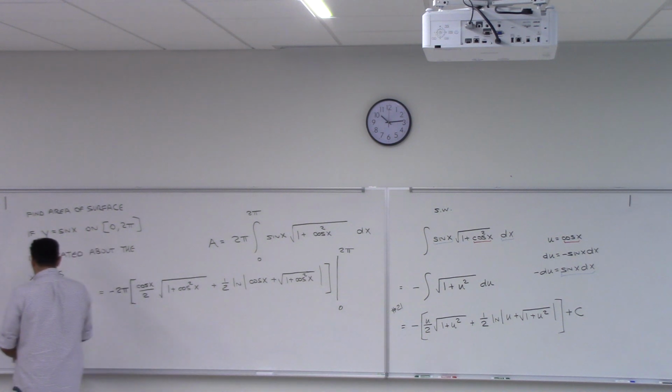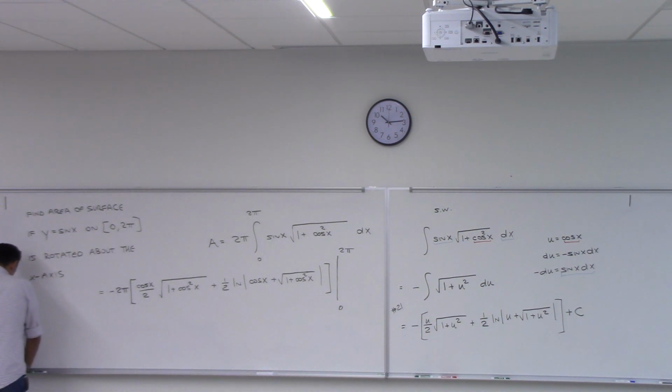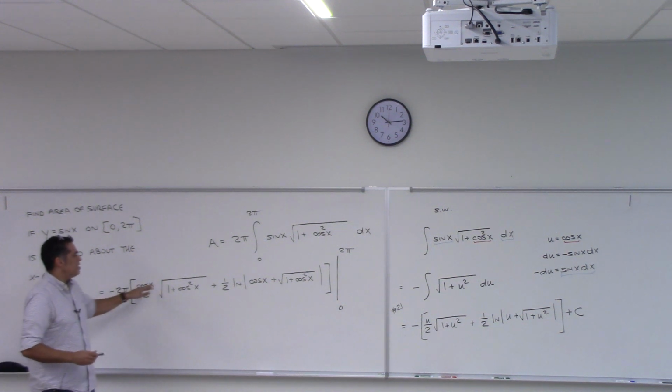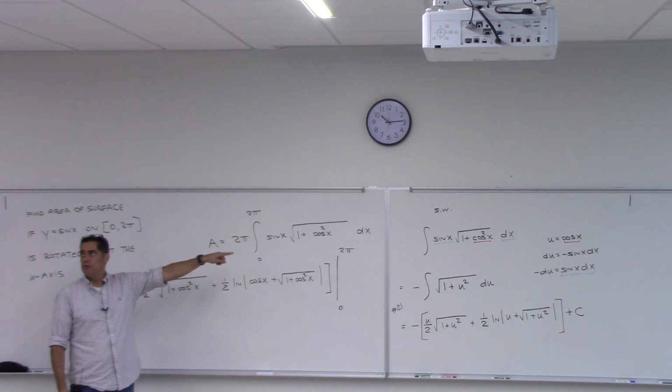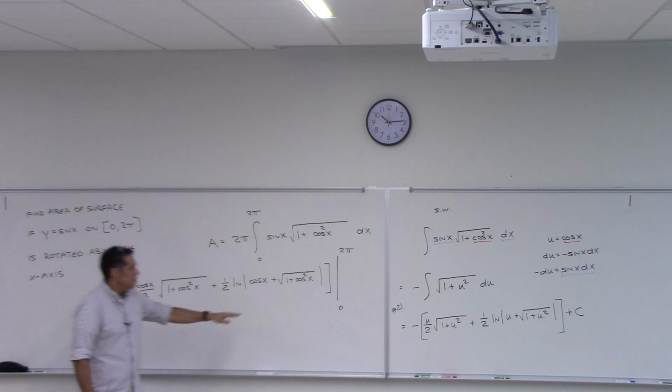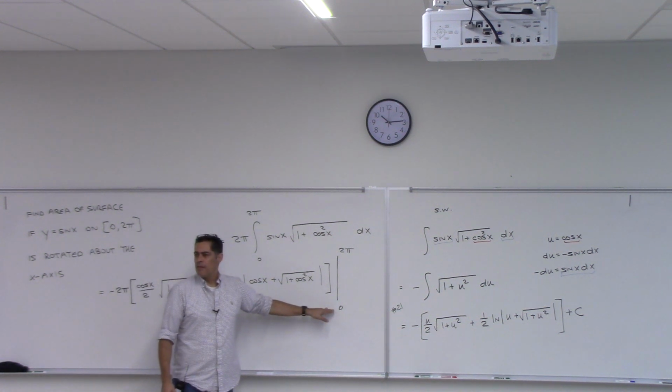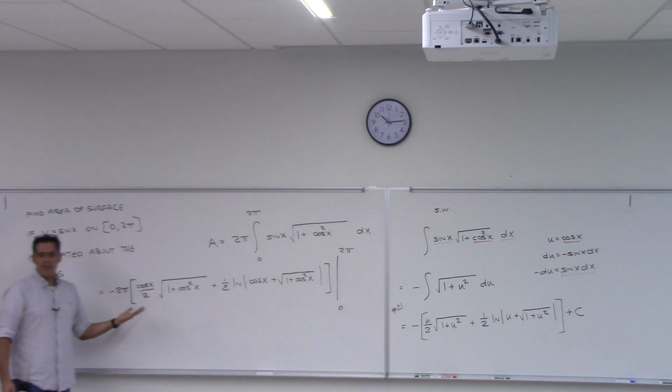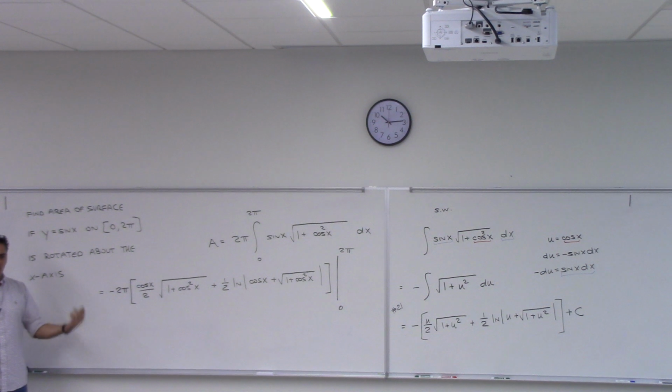What are we going to get? What's the value of cosine at 2 pi? Cosine's the x-coordinate, right? 1. What's the value of cosine at 0? 1. Do y'all see that these would give you the exact same answers if you plug in 2 pi or 0? And so they're going to subtract and become 0.